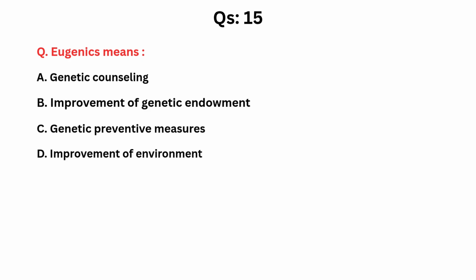Question number 15. Eugenics means. Option A, genetic counseling. Option B, improvement of genetic endowment. Option C, genetic preventive measures. Option D, improvement of environment. Option B, improvement of genetic endowment is the right answer.